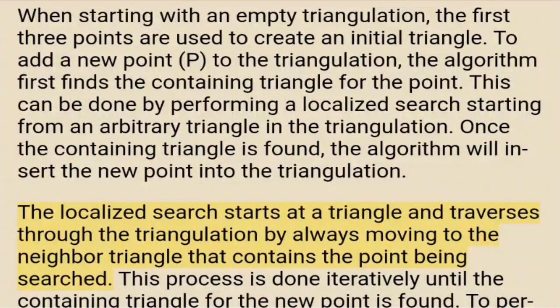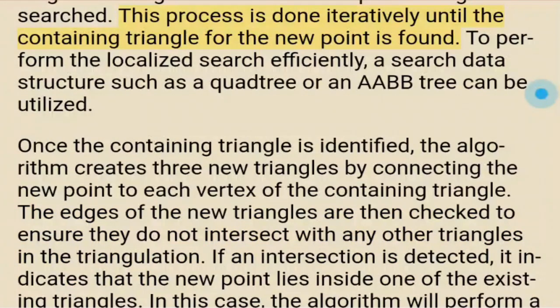The localized search starts at a triangle and traverses through the triangulation by always moving to the neighbor triangle that contains the point being searched. This process is done iteratively until the containing triangle for the new point is found. To perform the localized search efficiently, a search data structure such as a quad tree or an AABB tree can be utilized. Once the containing triangle is identified, the algorithm creates 3 new triangles by connecting the new point to each vertex of the containing triangle.